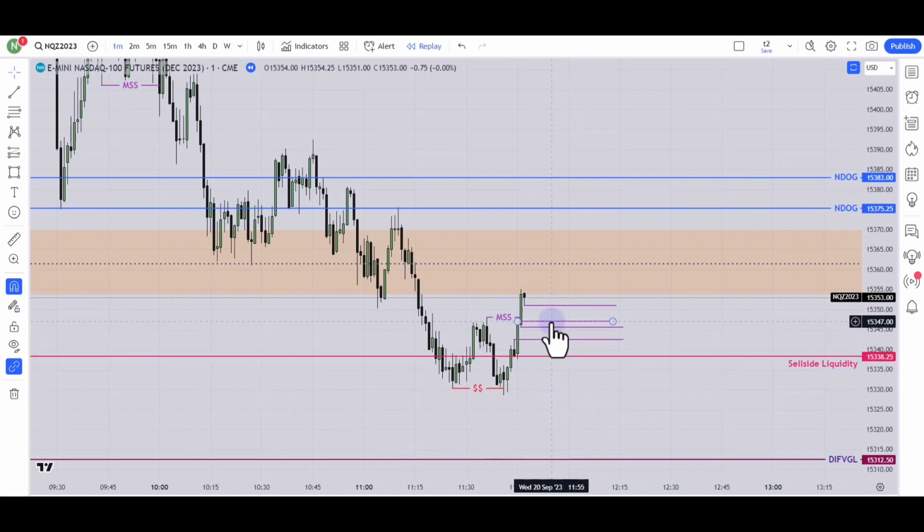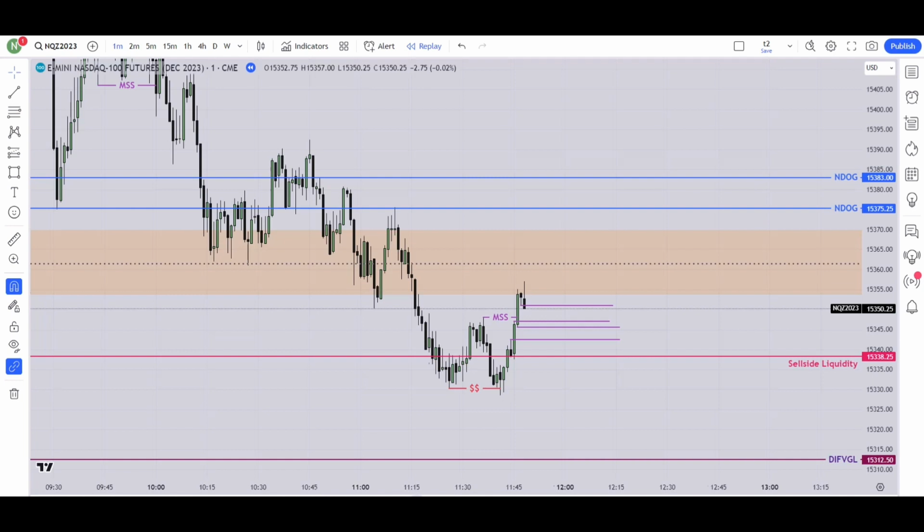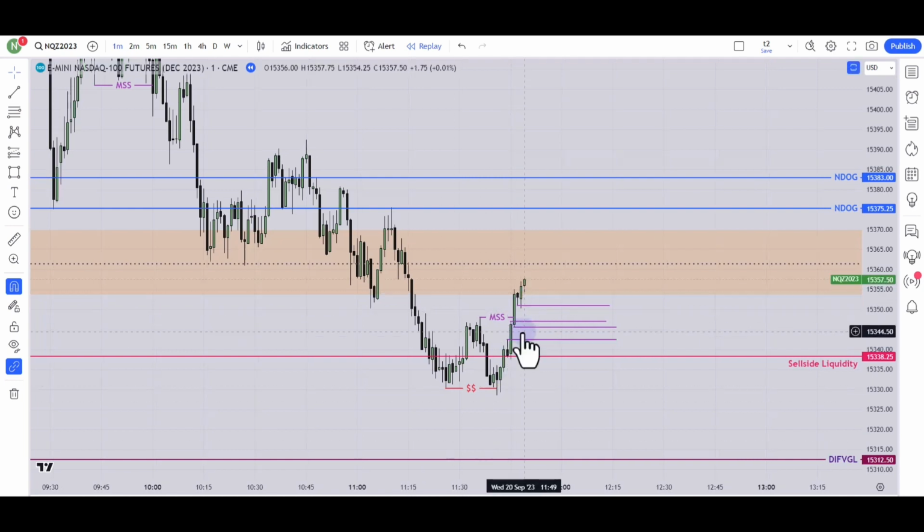So I took that entry here, on that candle. My stop loss was just below the lower fair value gap, as this is a very small fair value gap, so I didn't actually place it below the consequent encroachment. Instead, I just placed my stop loss below the fair value gap, and my target was this high. And this is also the new day opening gap.